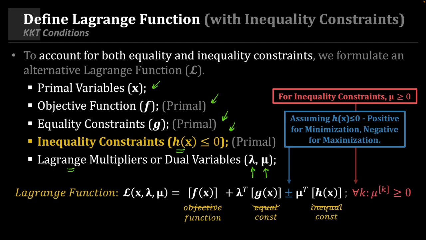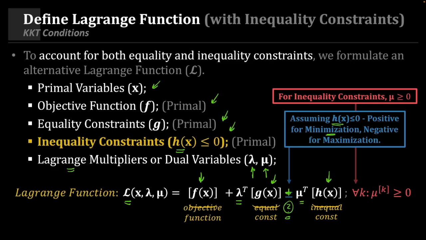constraint. So if we take a look at the Lagrange function, we see that it still is additive, composed of our objective function plus lambda transpose times the equality constraints, plus or minus, we'll come back to that in 1 second, mu transpose times our inequality constraints. Okay, so why plus or minus right here? If we're assuming that h of x is less than or equal to 0, then this would be positive or a plus for minimization problems and a minus for maximization problems. For the most part, we're going to be focusing on minimization, which means this will be plus.